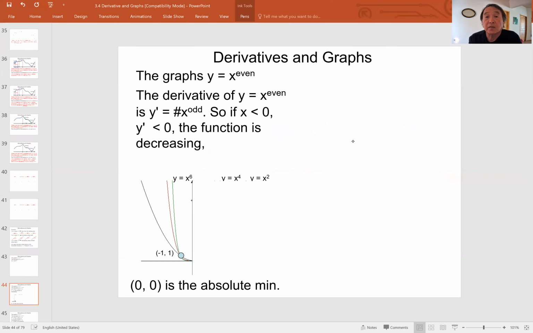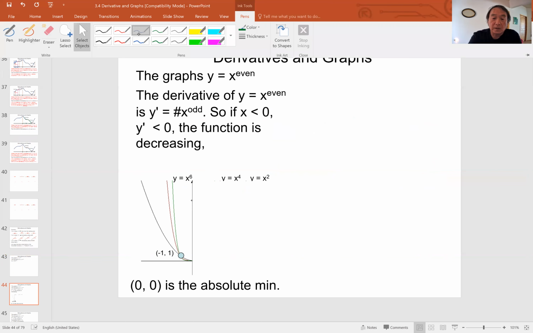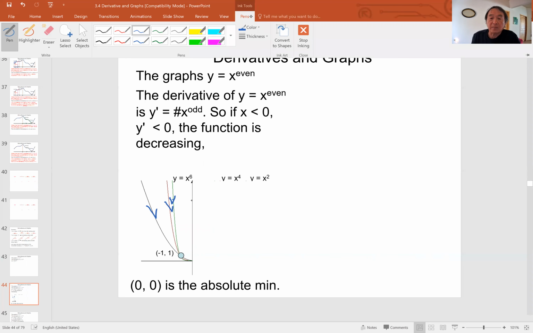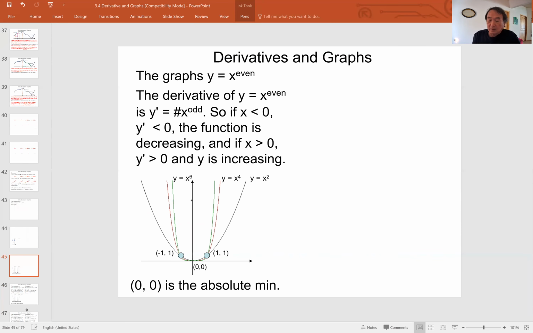In particular, for the functions x to a power, we can look at its derivative. If it's an even power, then the derivative must be an odd power. If x is negative, then the odd power will give you a negative derivative. So therefore the graph is falling, or going downhill. On the other side, when x is positive, the derivative is positive, so the function starts to climb uphill.